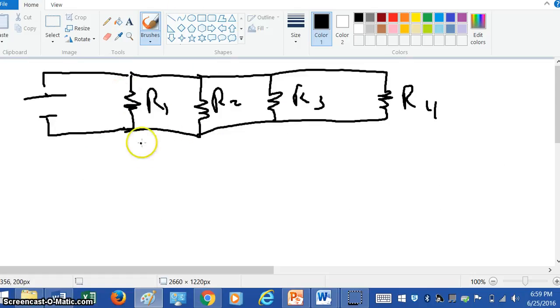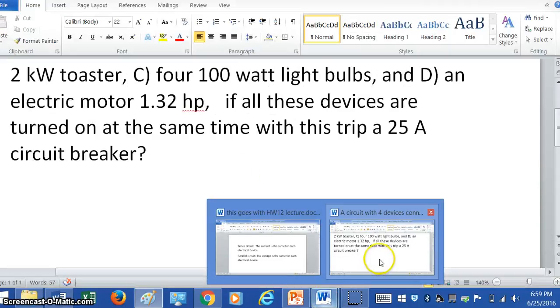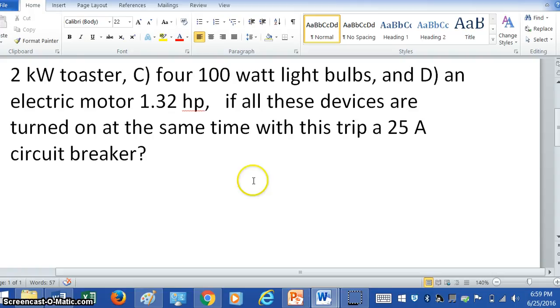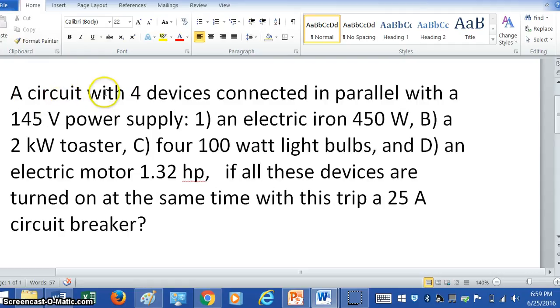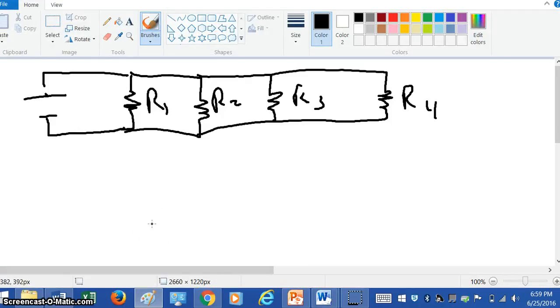All right, so I redrew this a little bit. I don't know that it's any better, but let's actually look at this example, because there are 4 electric devices. You can count them. Whoops, let's start at the beginning. It says a circuit with 4 devices connected in parallel, so we know right away when it says parallel, that means it's the same voltage, and they give us the voltage. The voltage is 145 volts. I'm going to draw that on the right here. So the voltage is 145 V, and that's going to be true for each electric device.